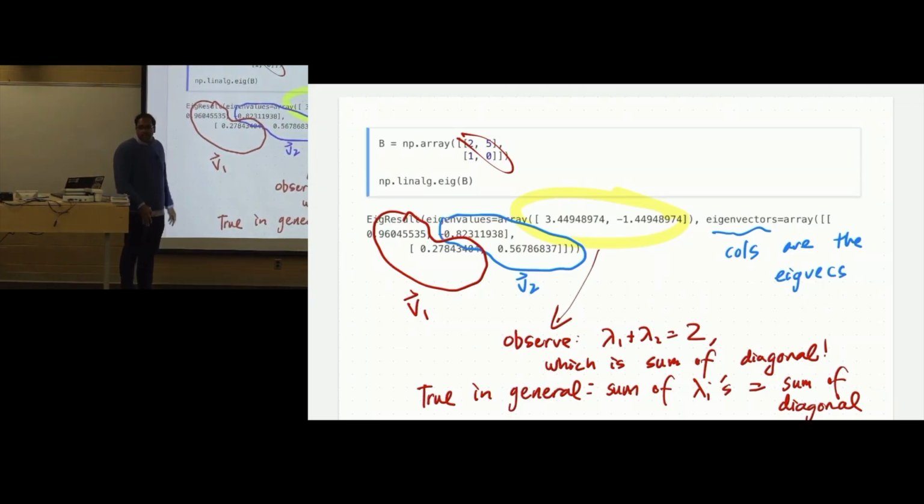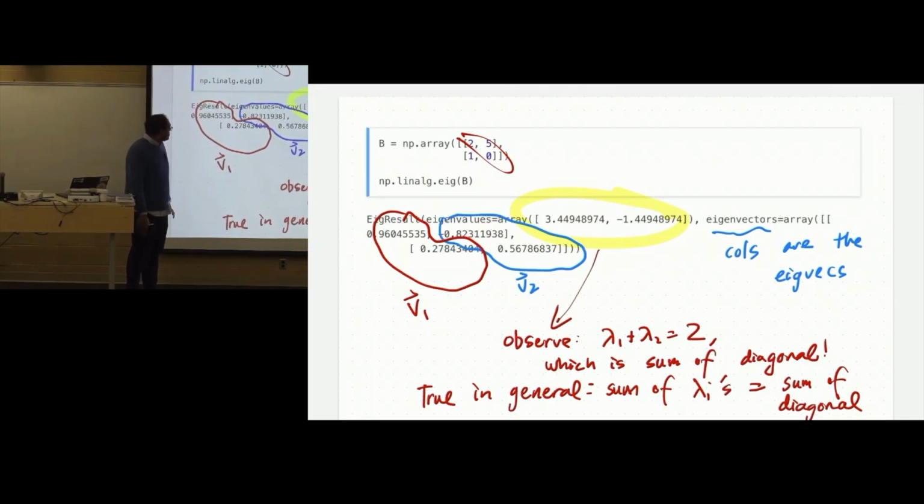Like if 1, 1 is an eigenvector, then so is 2, 2. So that means whoever implemented np.linalg.eig had to make a design decision. Well, there's infinitely many scalar multiples I could return. Which one do I return? And which one does it look like they chose to return? Yeah. The unit vector, good.